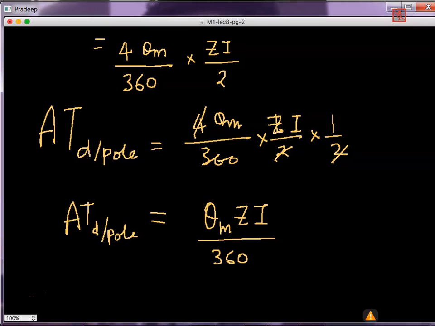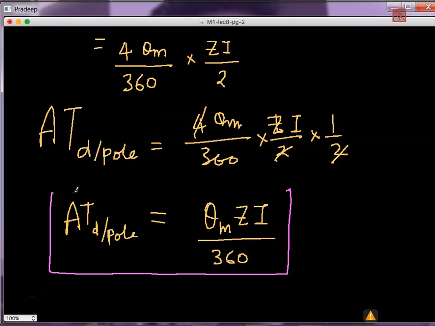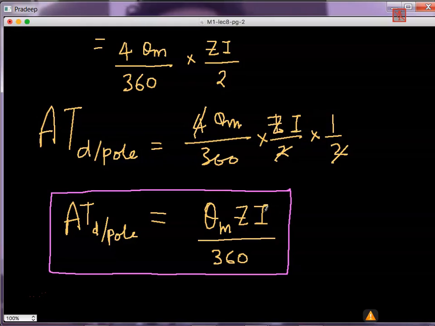So this is an important formula that we are getting. To know the ampere turns causing demagnetization, first you should know how many degrees the angle is shifted, and then the number of conductors and the current in each conductor.